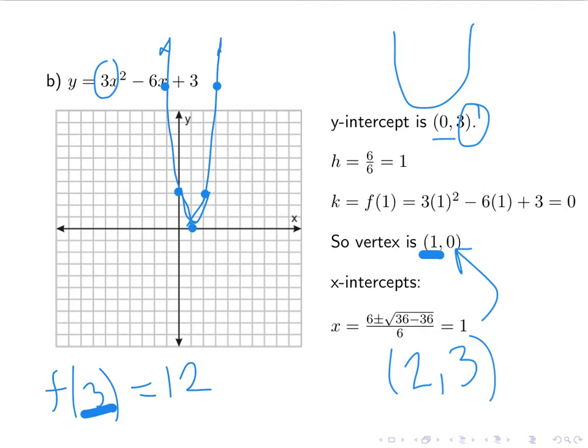It's opening upwards, like the A tells us because it's positive. My vertex is the lowest point, and my vertex also happens to be the x-intercept. And again, whenever you only have one x-intercept, it is the vertex. So if you find your vertex and you realize it's an x-intercept, you're done. You know there's no other x-intercept. And that's really helpful because it cuts down on some of the algebra.